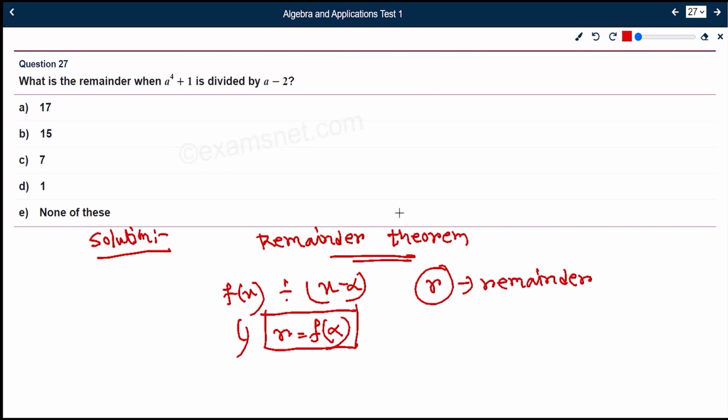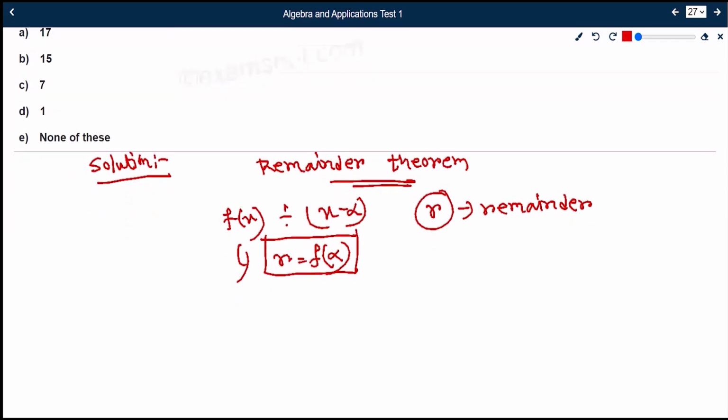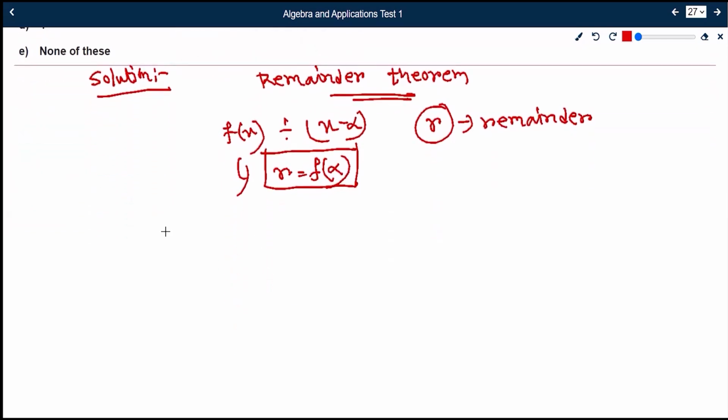So we are going to use this concept on this particular sum. Let's see how we can use it. Look here, let h of a equal a to the power 4 plus 1.